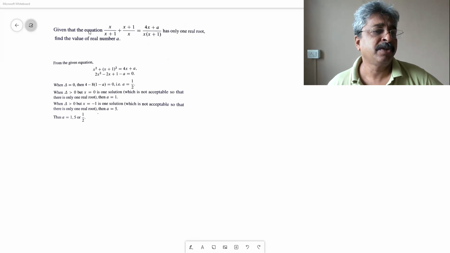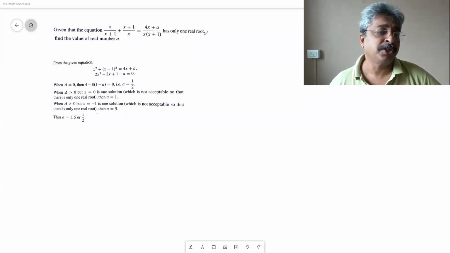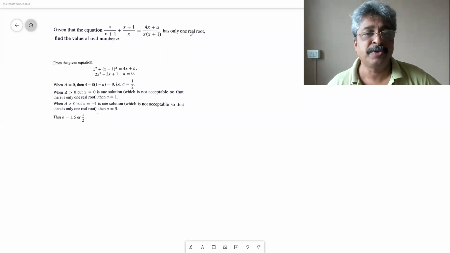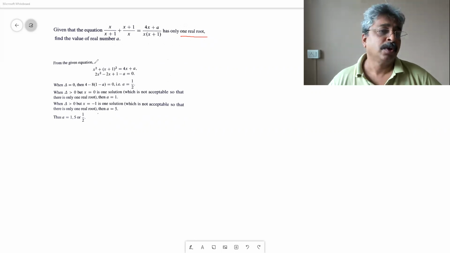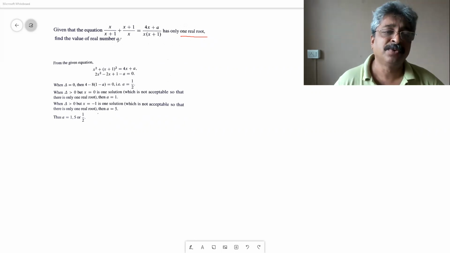So the question is: given that the equation x upon x plus 1 plus x plus 1 upon x is equal to 4x plus a upon x into x plus 1 has only one real root. This only one real root is an important condition, which is an additional condition given in this question, and find the real value of a.